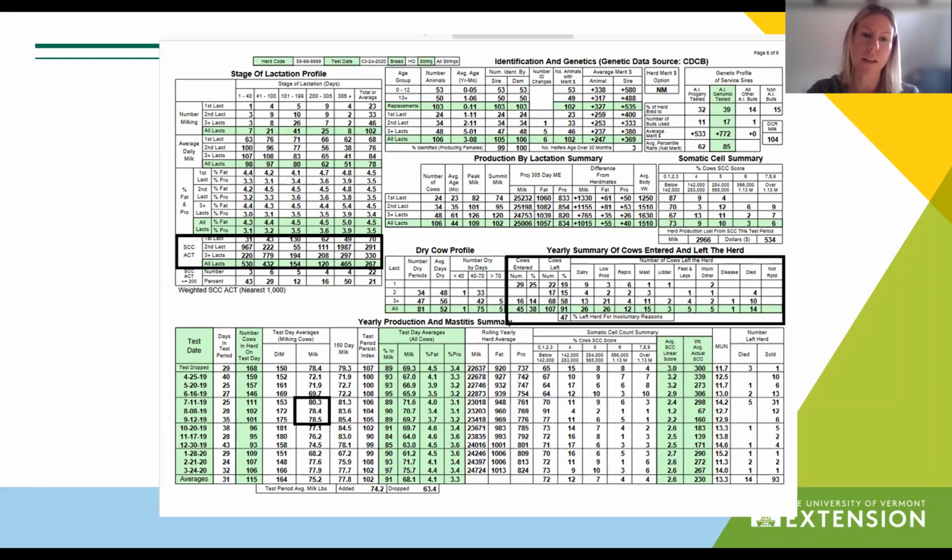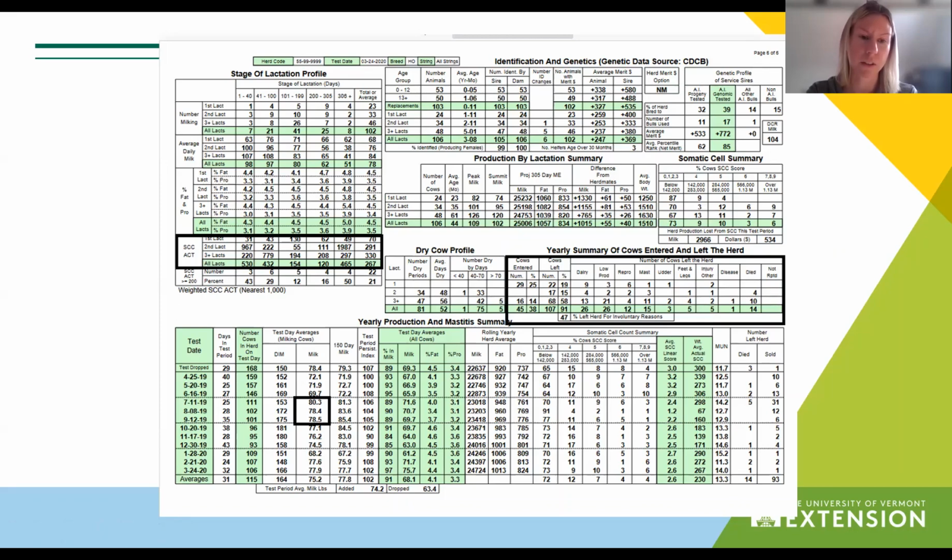The first one I've highlighted is somatic cell. It breaks it down by lactation on the left-hand side, and it will tell you the number of animals in each of those groups. You can find the number of animals in each stage of lactation on the top, and then in these boxes, it will tell you what the actual somatic cell scores are. You can see that the second lactation animals between 1 to 40 days in milk have a count of 967. So arguably that's pretty high.